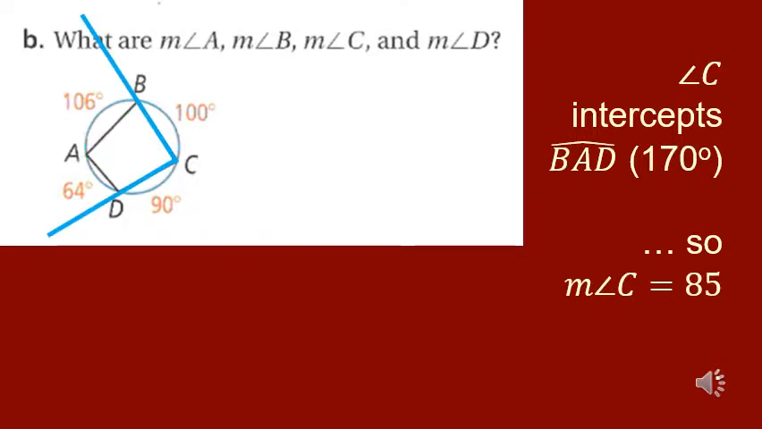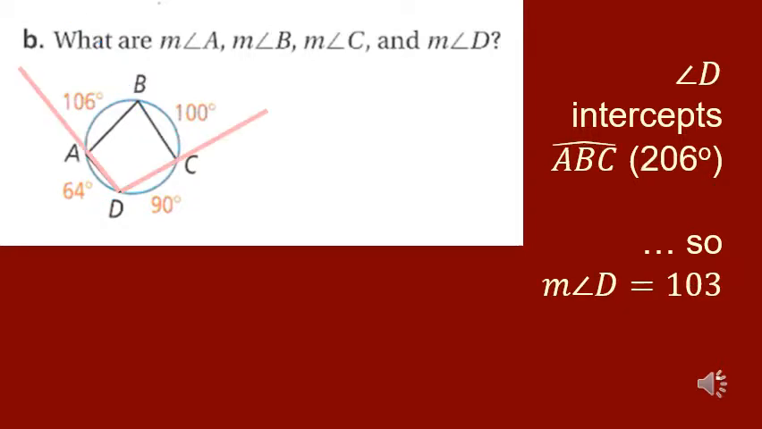Angle C, it's going to intercept the whole left side of our picture, which is 106 and 64. That adds up to 170. Take half of 170, and angle C is going to be 85 degrees. And finally, angle D, which is down at the bottom, it's going to intercept the two arcs up at the top, 106 and 100. If you put those together, you get arc ABC, and that's going to be 206 degrees. We divide that by 2, and that means that angle D would be 103 degrees.